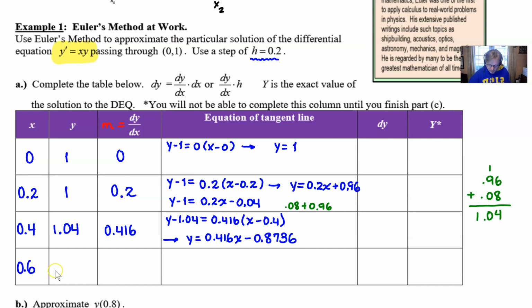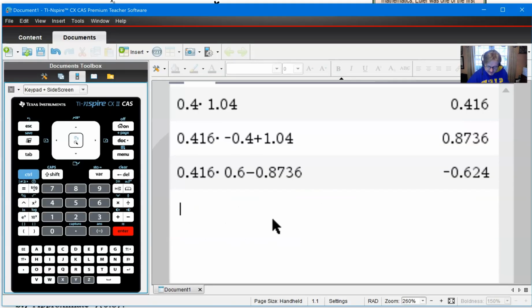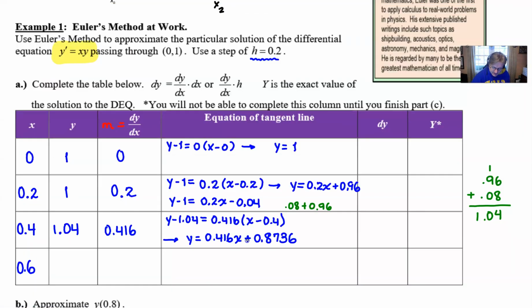So you know what? I want to reconsider this. Let's go back. On our calculator, 0.416 times x is right. 0.416 times negative 0.4 plus 1.04. What did that give us again? That gave us a positive 0.8736. You know what I did? I put a negative in that. We want a plus right here, you guys. It's kind of tough going back and forth between the two applications. So I'm just making excuses, but let's see if we can fix that.